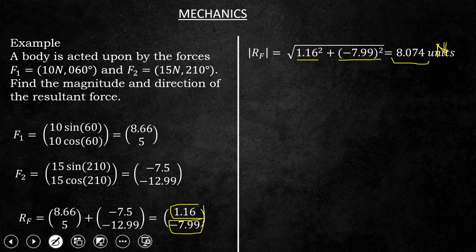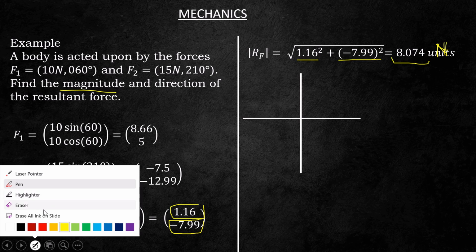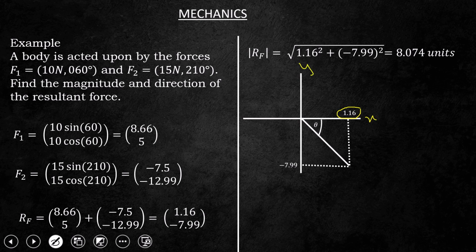So now we have the magnitude. We are done with the magnitude part. Now we have to find the direction. To find the direction, we can draw our plane. We have the x component to be 1.16 and the y component to be negative 7.99. The x component 1.16 is positive. So we have the x-axis and the y-axis. This is the positive part of the x-axis, this is the positive part of the y-axis, and the negative part of the y-axis is here.